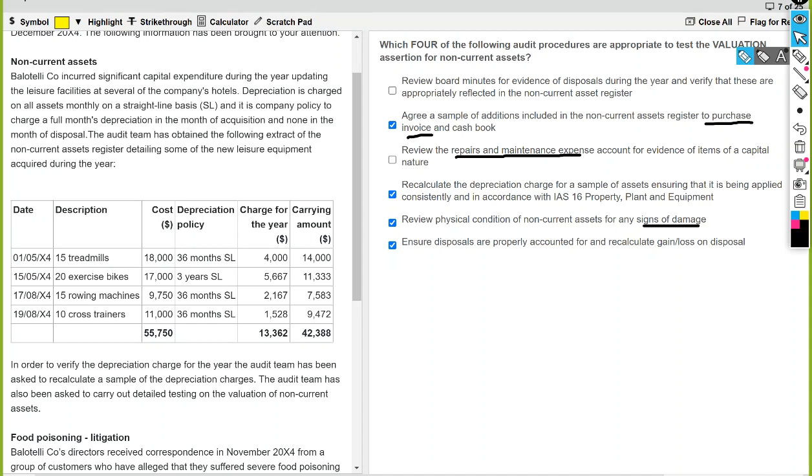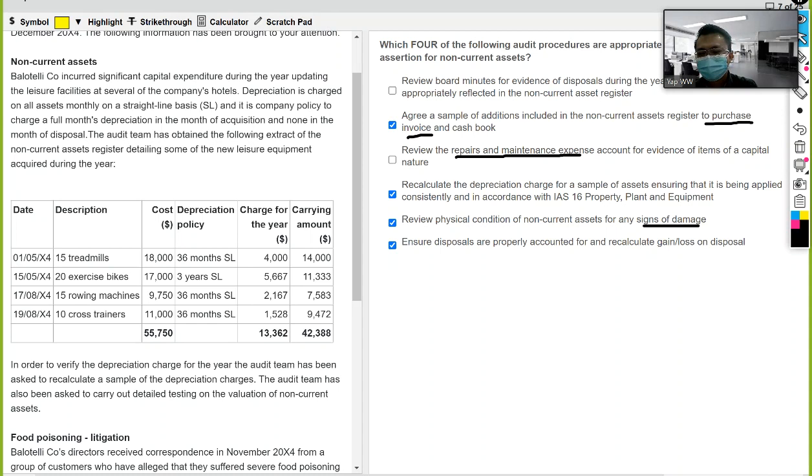Yes. So now you know better about the ACCA paper. You think like this, okay? You are not wrong, but the answers are not correct. Not wrong, but not correct. The best answer is 2, 3, 4, 5. Sorry, 2, 4, 5, 6. So why is the last one correct? Because ensure disposals are properly accounted for is more towards the figure.